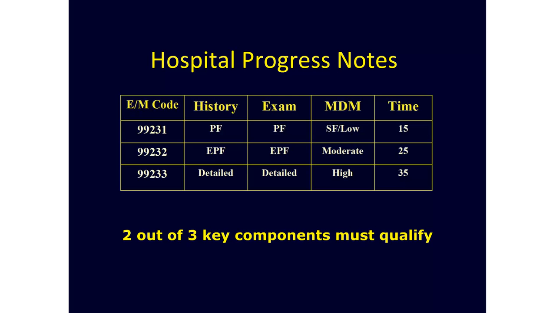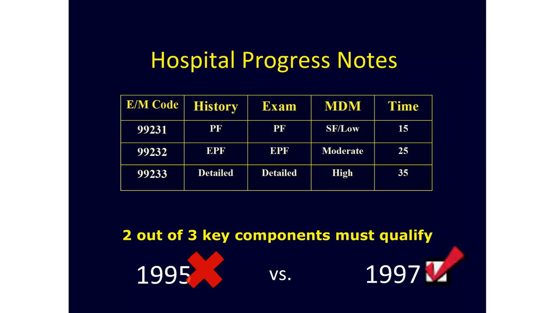For these encounters, only 2 out of 3 key components are needed. You can use either the 95 or the 97 guidelines to complete the documentation. In this case, both work out the same. We'll use the 97 guidelines to take apart the note.